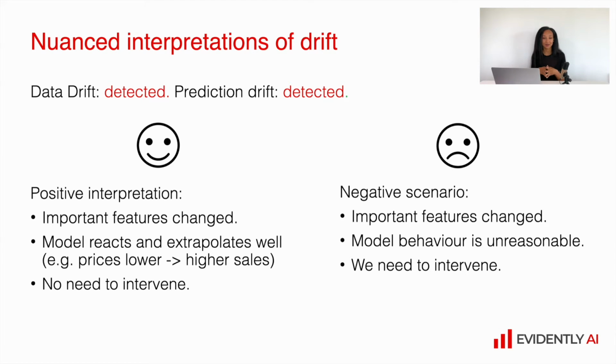Vice versa, let's assume that data drift is detected and prediction drift is detected as well. In this case, it can be a pretty positive scenario where, for example, all important features changed, but the model reacts and extrapolates really well. For example, your prices go lower and the model predicts higher sales, so that's actually good news. You trained a really good model, no need to intervene. It can be a negative scenario where important features changed, but model behavior is unreasonable. Right, so model behavior also changed, but not the way it was expected to change. And in this case, we need to intervene.